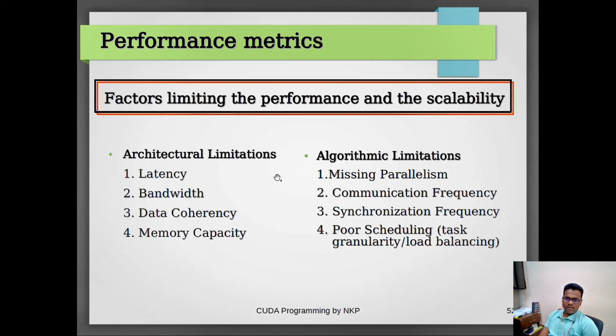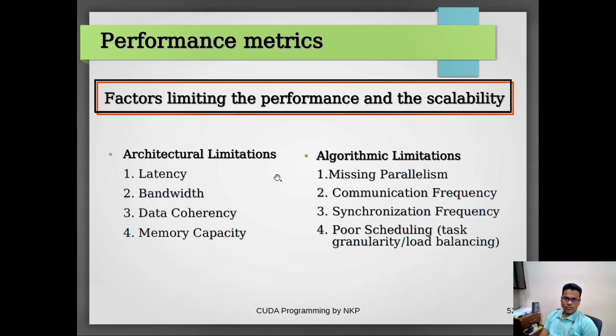The third algorithmic limitation is synchronization frequency. If there are too many synchronizations, and we'll discuss what synchronization is in subsequent episodes, but for now you can consider it a kind of speed breaker for your parallel execution. The more synchronization points there are in your parallel execution, which force your execution to run in a specific order, the more that could be the limiting factor. Then we have poor scheduling.